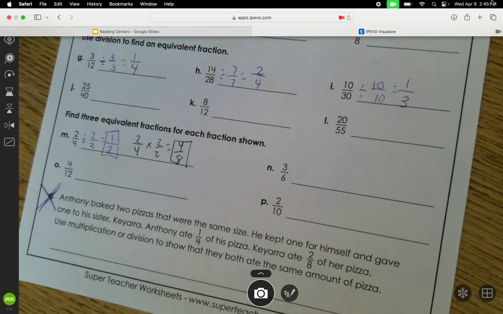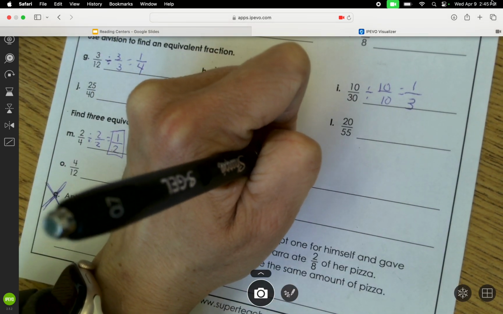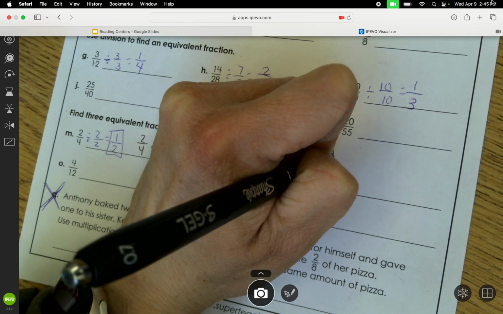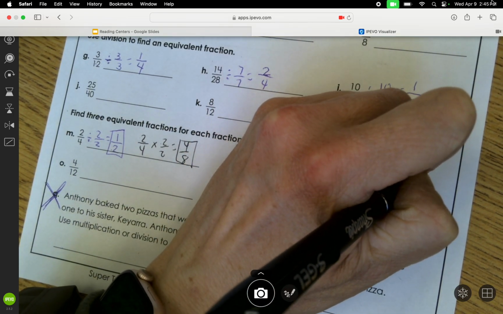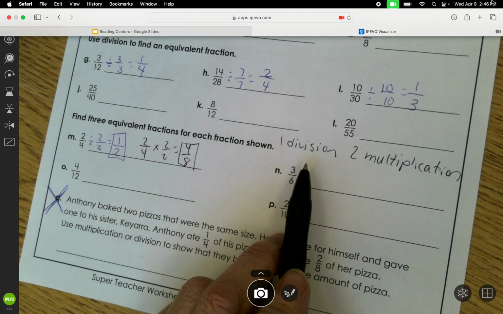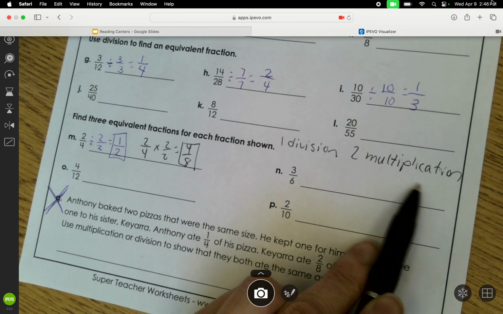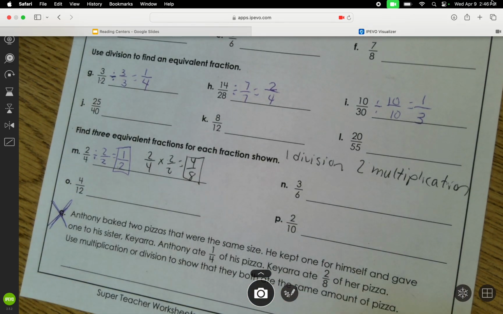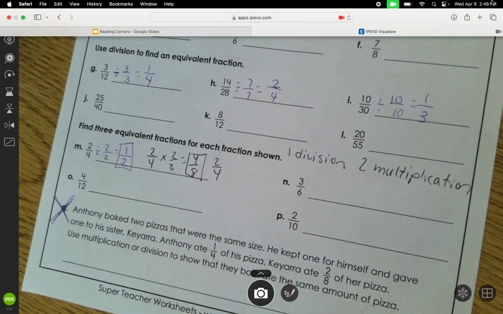I do actually want you to do 1 division and 2 multiplications for each, because you're finding 3 equivalent fractions. So I want you to find 1 equivalent fraction using division and 2 equivalent fractions using multiplication. And then another one, 2/4. So I have division, multiplication. I have to do another multiplication.